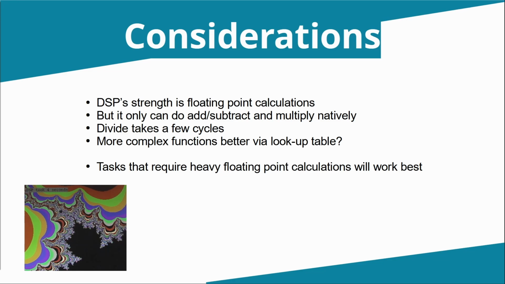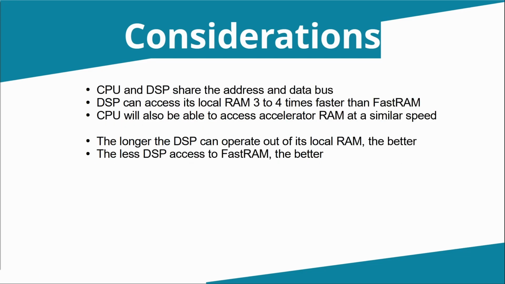Having said that, it can only do adds and subtracts and multiplies natively. Divide is possible, as I've explained earlier, but it does take a few cycles. So it's certainly feasible to do division on chip, but anything more complicated than that is probably best via a lookup table. When you put it all together, tasks that require heavy floating point calculations are going to be the ones that work the best, just like the Mandelbrots. But what else though?